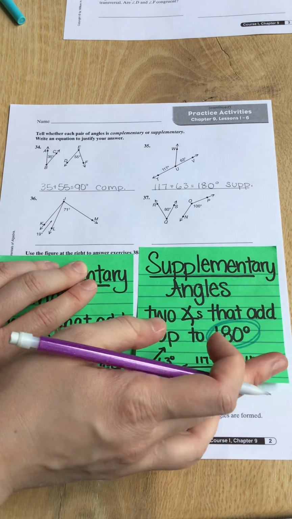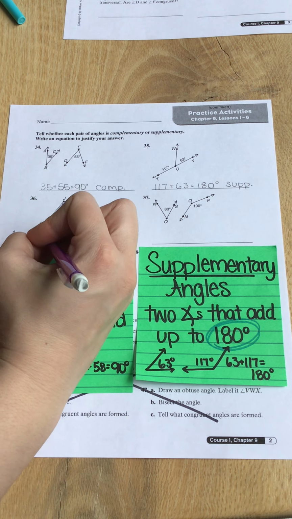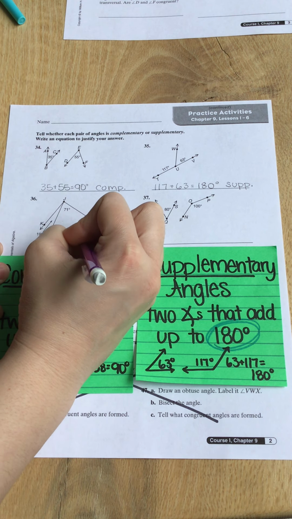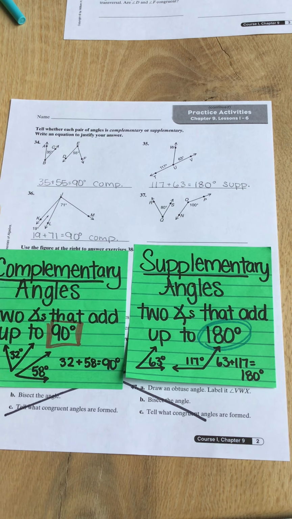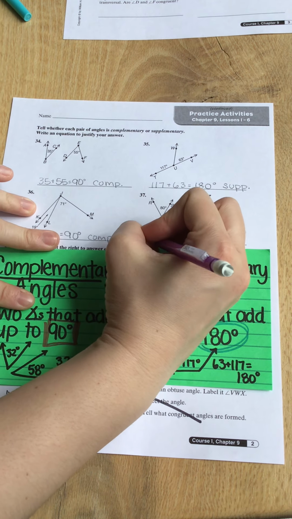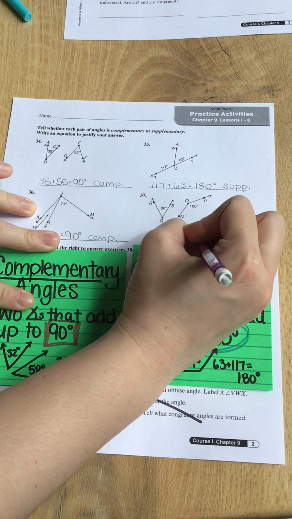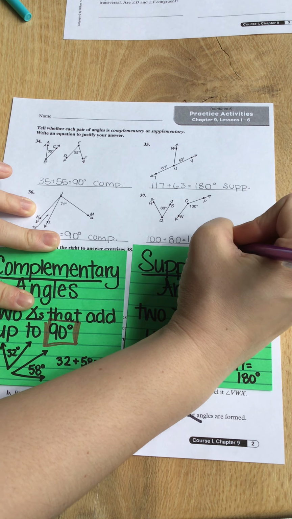Okay, I'm writing it short, and you can too. 19 plus 71 equals 90 degrees, and that is complementary. Lovely. Okay, last one. I'm not even typing this into my calculator. 100 plus 80 equals 180 degrees, and that is supplementary.